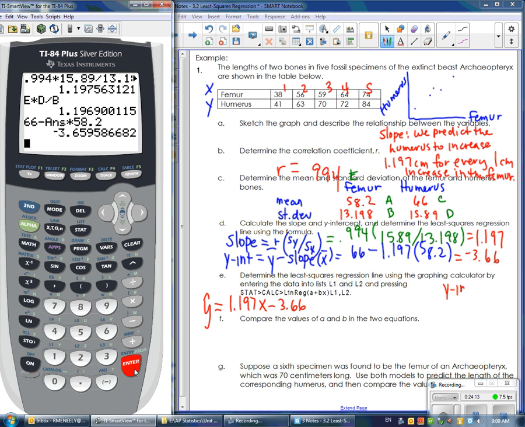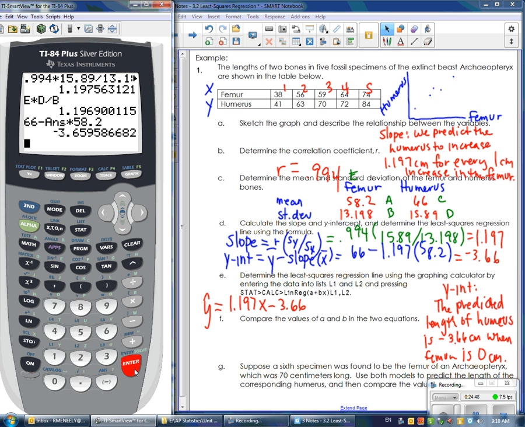But our y-intercept is basically going to be the predicted length of the humerus is negative 3.66 centimeters when the femur is 0 centimeters. And obviously, you're not going to have a bone that's 0 centimeters long. I mean, the whole thing with the y-intercept is nonsense.